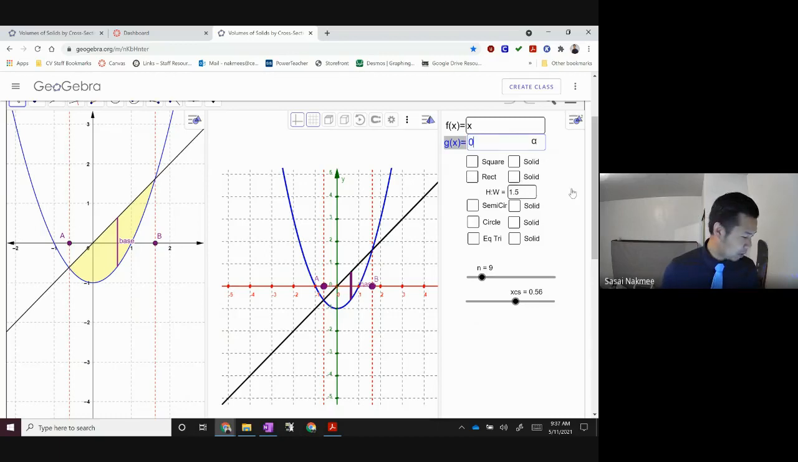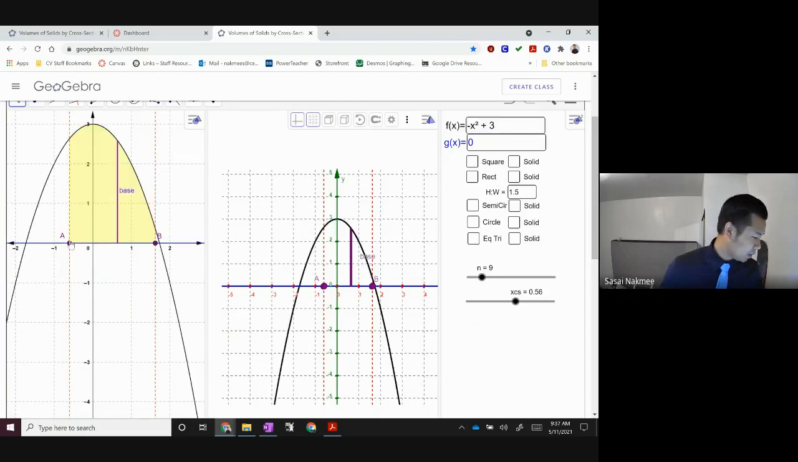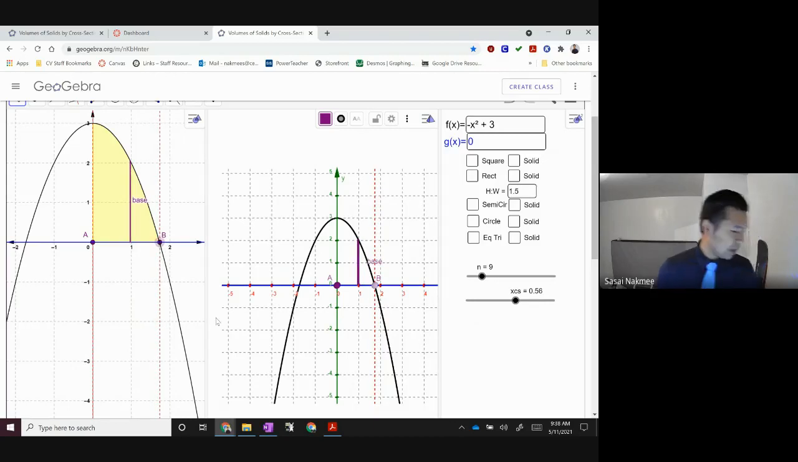Let's go with equals 0. And let's go with this one up here equaling negative x squared plus 3. Is that going to work? That'll work. So here to here, and then from here to here. That'll work. Okay, so you guys can kind of see this, okay?